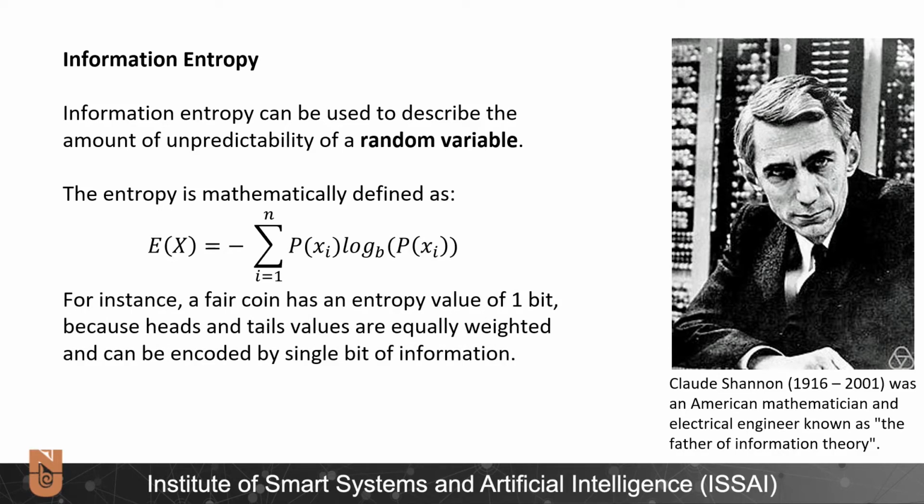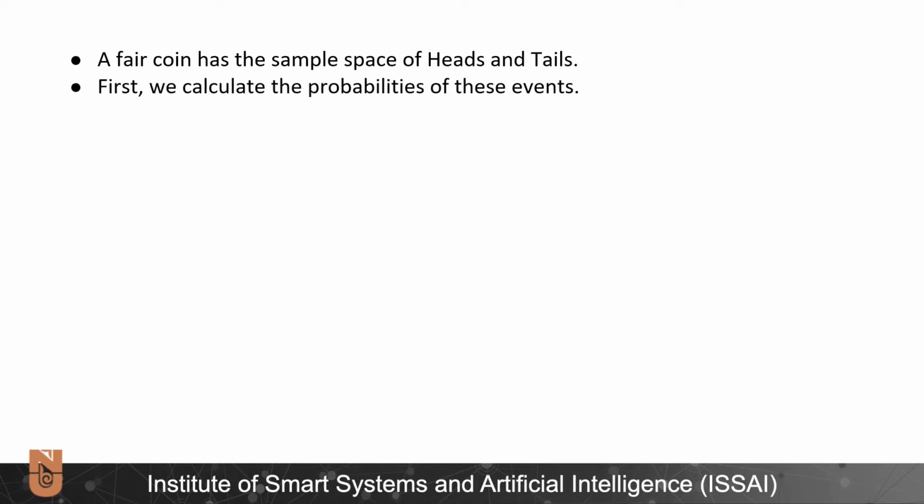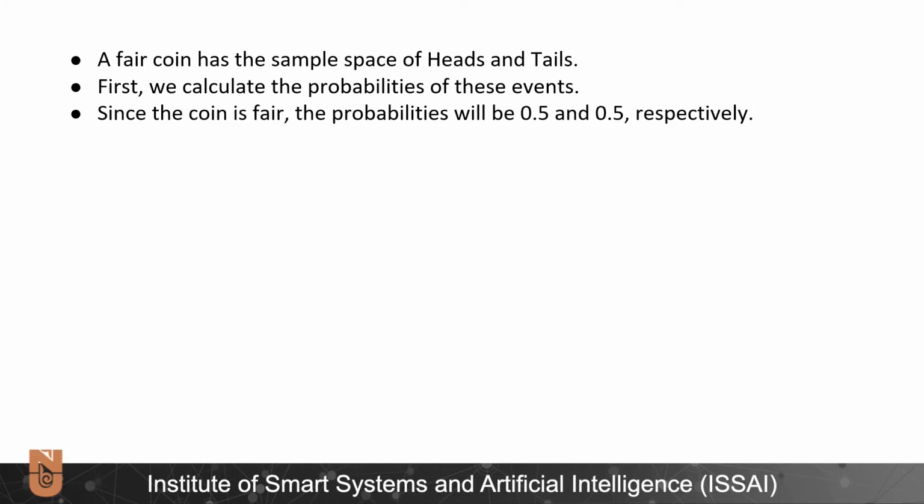For instance, a fair coin has an entropy value of 1 bit because heads and tails are equally weighted and can be encoded by a single bit of information. Let's make the calculations for this example. A fair coin has the sample space of heads and tails. First, we calculate the probabilities of these events. Since the coin is fair, the probabilities will be 0.5 and 0.5 respectively.